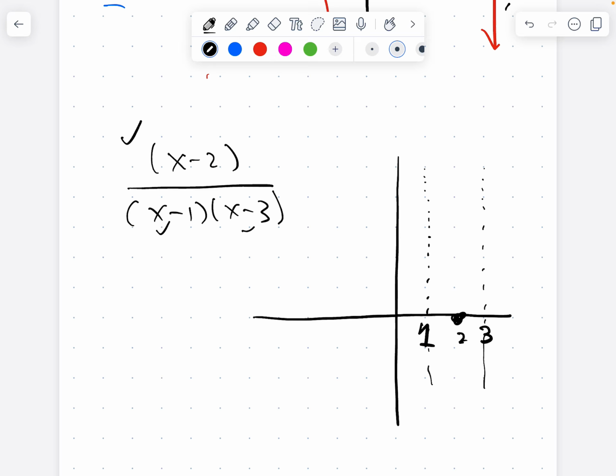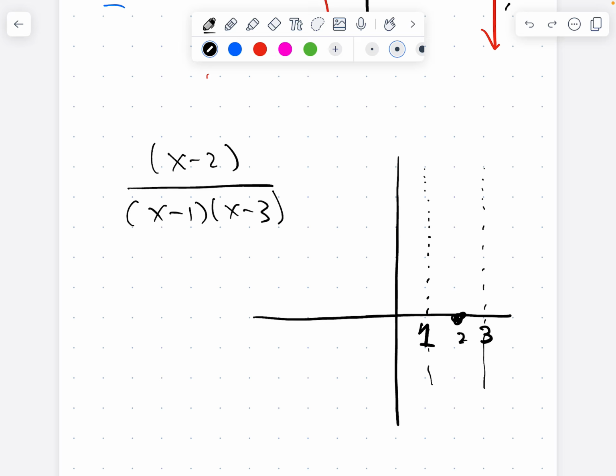Now the next step is you need to test values in those different regions. We need to test a value to the left of 1 on this side, and then a value between 1 and 2 in that space. Then we need to test something between 2 and 3, and something bigger than 3. Now I want you to pause the video and choose a number to the left of 1 and plug it into this equation right there. And tell me, is it going to be positive or negative?